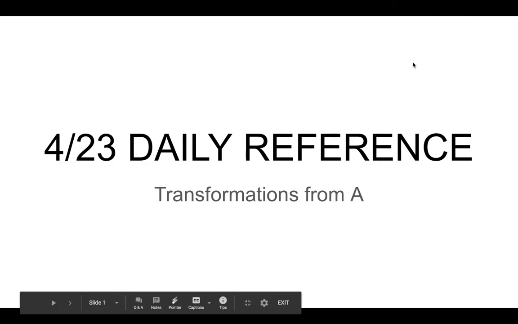It is April 23rd, and today we're going to be talking about transformations from A in our radical function. So still in Unit 4, we're in Section 2 now, looking at transformations from A.